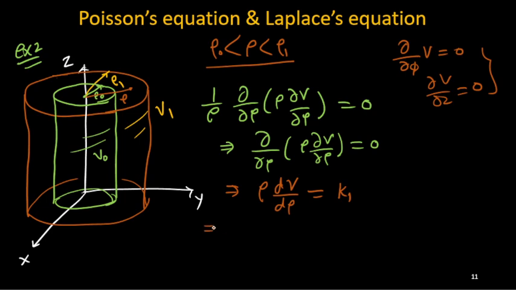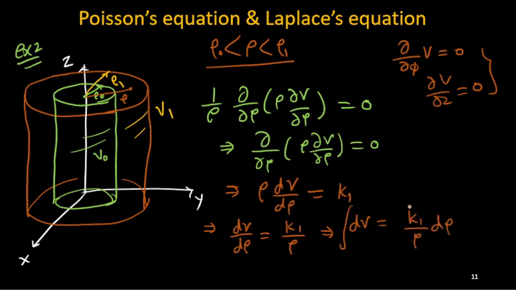Next, what will I do? dV/drho will equal k1 upon rho. Then dV I can express as k1 upon rho times d rho, and now I can take integration on both sides.